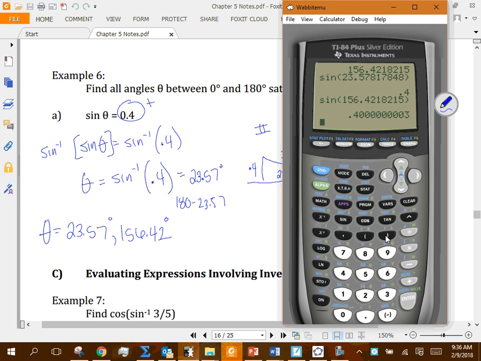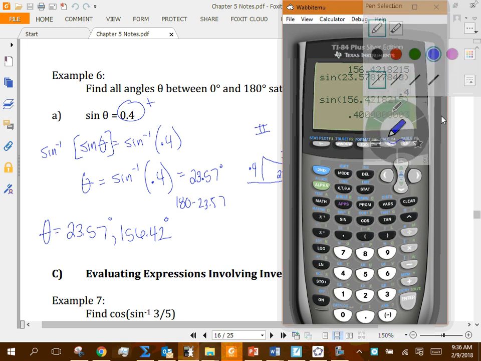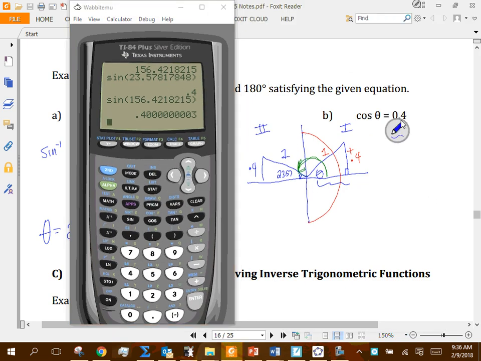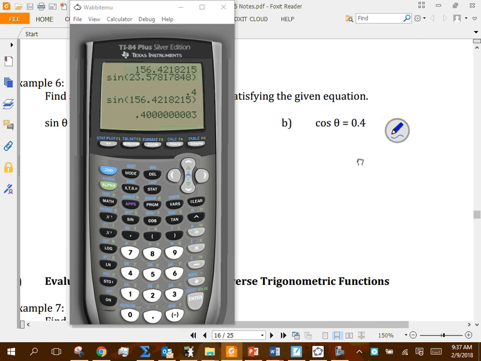So that tells me that those two angles are the angles that we're looking for that satisfy that equation. Is that all right? Okay. Hopefully you see it. That second one is not obvious, recalling things from our calculator. Let's do the second one here.